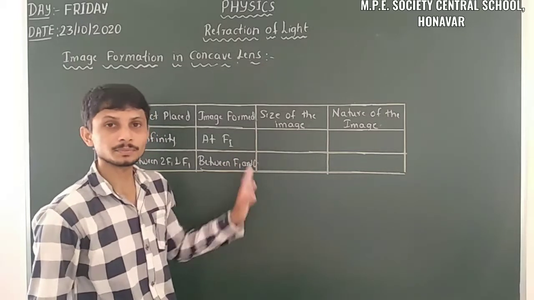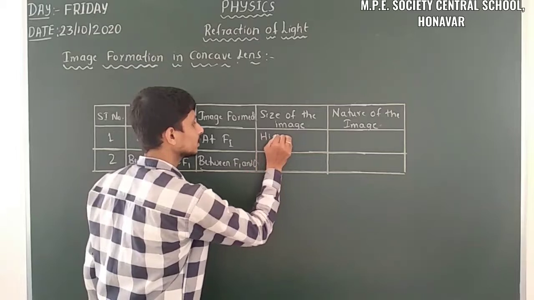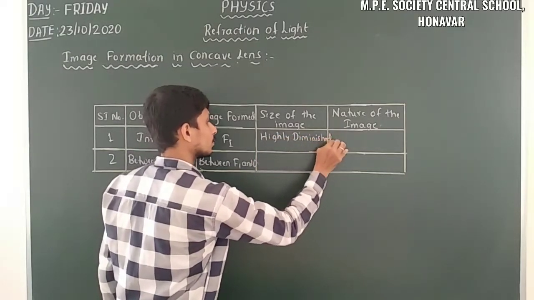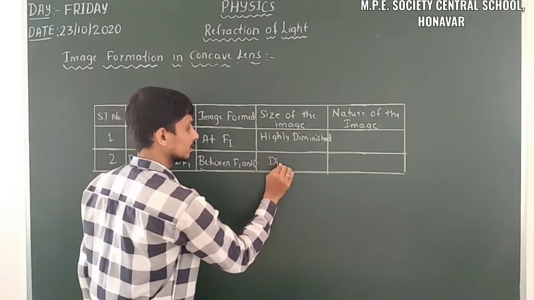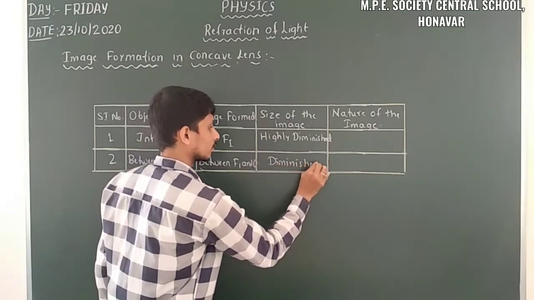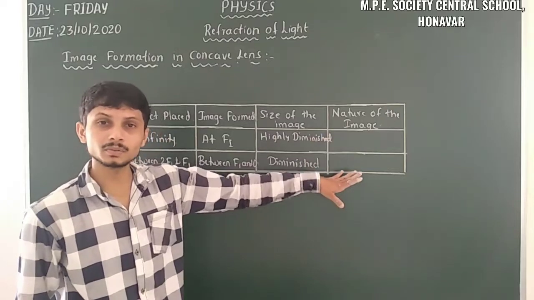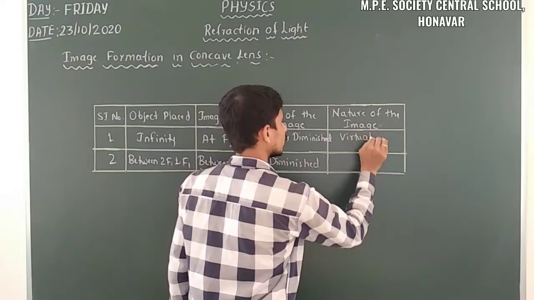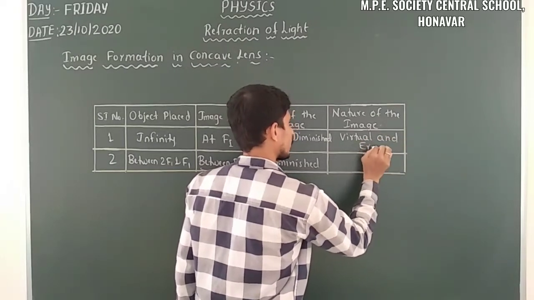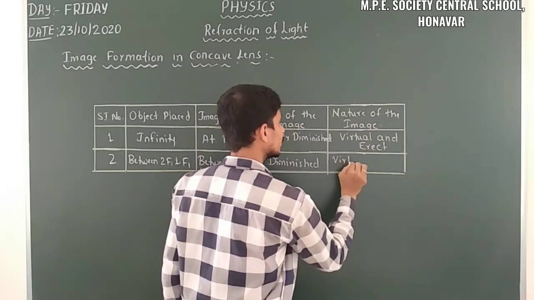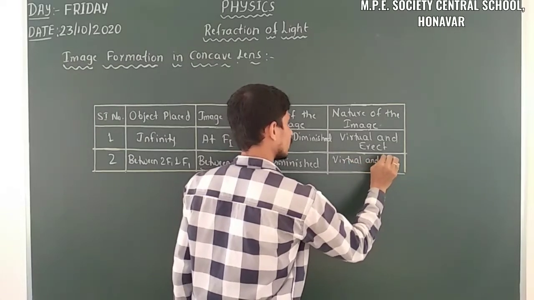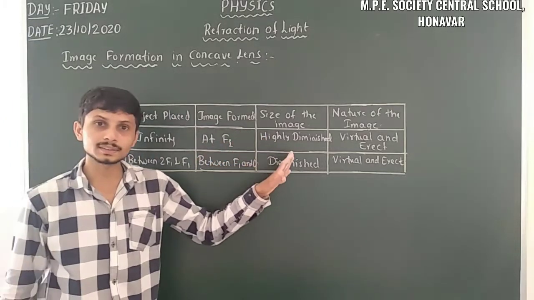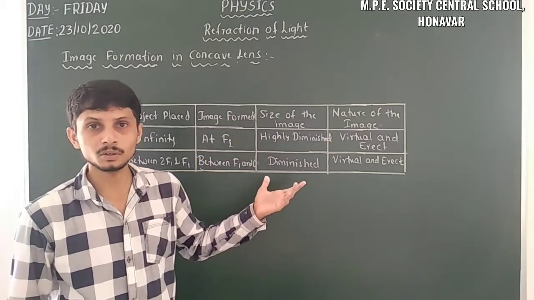What is the size of the image? In the first case it is highly diminished, and in this case diminished. And the nature of the image in both, it is virtual and erect. I can write both as virtual and erect images. Yes, so these are the two cases of image formation in concave lenses.